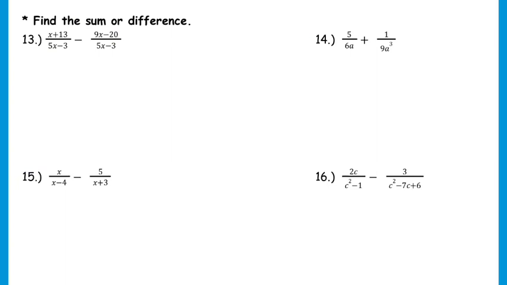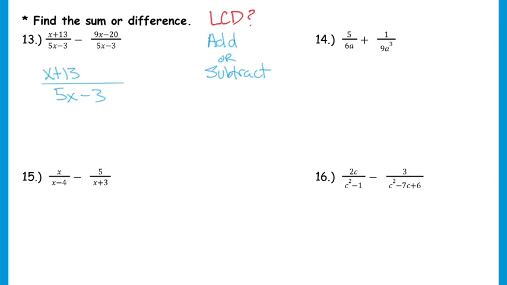Now let's see what it's like if we add or subtract after we get our common denominators, right? First, does it have a lowest common denominator? And number 13, it does have a lowest common denominator. So now I just get to add or subtract. So on here, my common denominator is 5x minus 3. And it says that we're going to take x plus 13 and we're going to subtract 9x.